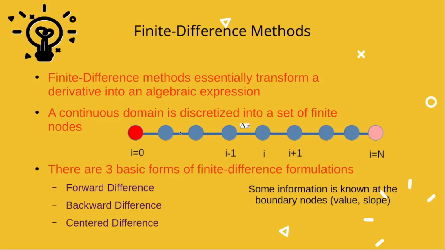There are three basic forms of finite difference formulations. One is called the forward difference, one is called the backward difference, and one is called the center difference. Typically, when we are trying to solve second order ODEs, we make use of the center difference.